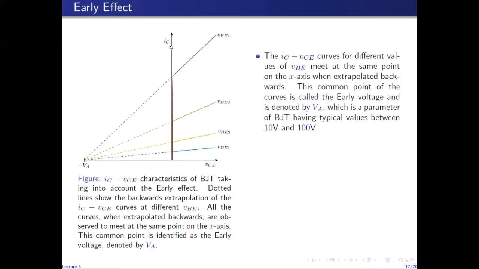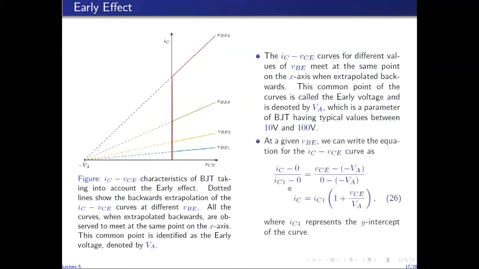So in order to find a relation between IC and VCE, all we need to do is find the equation of this straight line for one of the VBE values. For example, let's say fixing VBE to VBE3, we need to find the equation of this line, green line. That will give us the dependence of IC over VCE for this value of VBE. So we use the 2-point formula for a straight line to characterize this line, in which one of the points is taken to be this and the other point is taken as the y-intercept of this line.